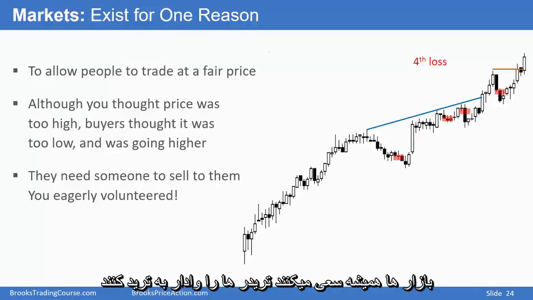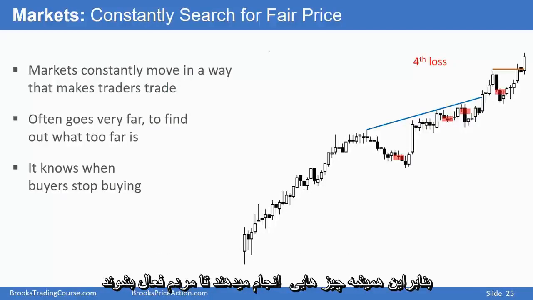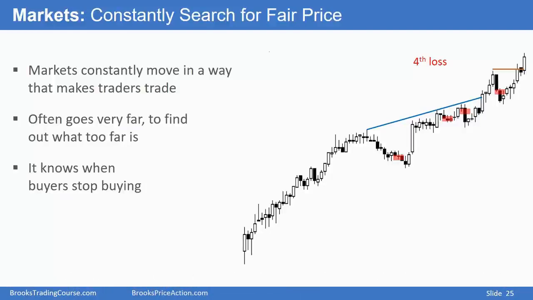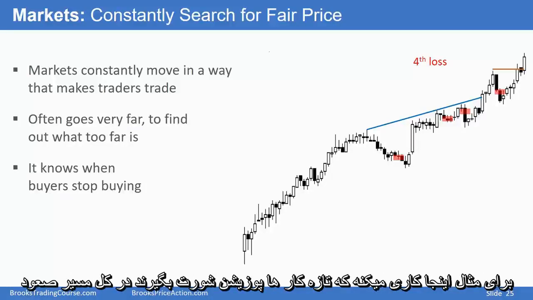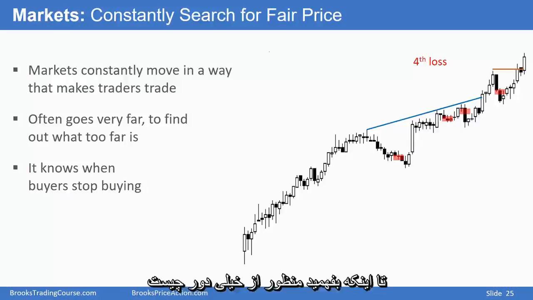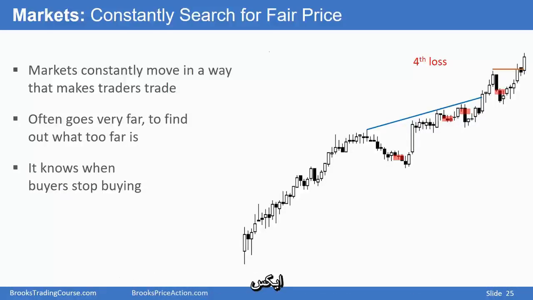Markets are always trying to make traders trade. That's part of why they exist. They're trying to facilitate trading. They want more trading. So they're always doing things to make people act. They're always going to be doing something that will make traders uncomfortable and make them do something. For example, it makes beginners short all the way up. However, it often has to go very far, much further than what seems rational, to find out how far too far is. And how does it know that? Buyers stop buying. Volume dries up and no one's willing to buy. And then it'll start doing the opposite. It'll start probing down.